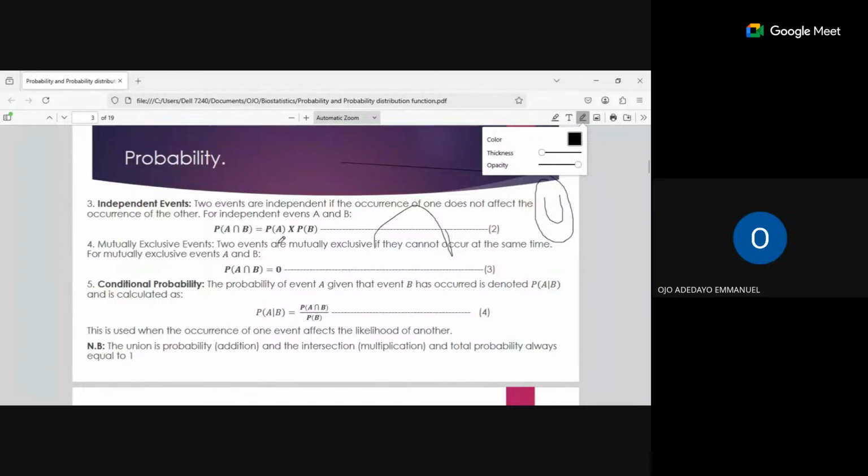Now, the probability of A intersection B is very, very important. It simply means the probability of A multiplied by the probability of B. Please let us listen to this. Anytime you hear the word intersection, this particular N is the same thing as multiplication. But the union, which is U, is the same thing as addition. So the union is addition, while the intersection is multiplication.